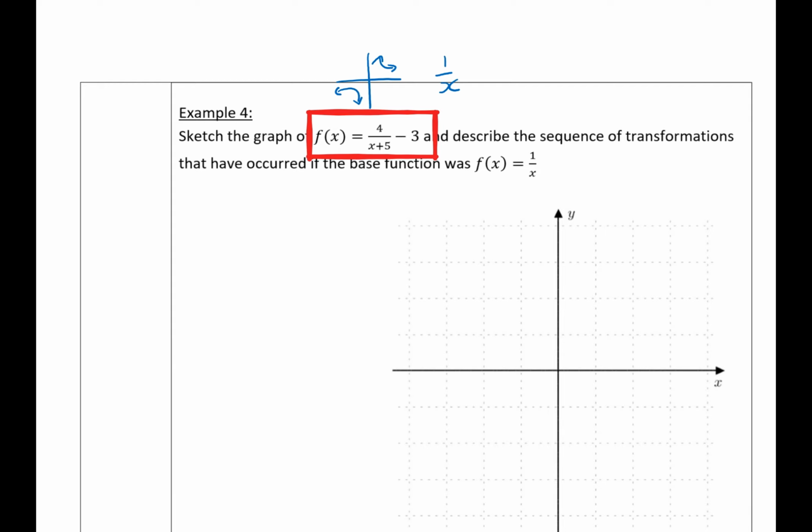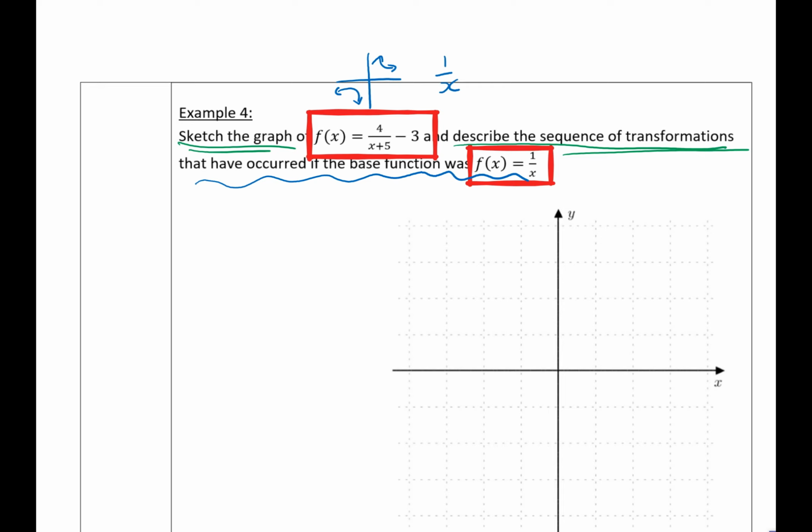And in fact, if I didn't know that, this question even tells me that the base function or the pre-image was 1 on x. So all I'm going to do is then think, well, has it been squashed? Has it been moved? Once I've done all that, it's asked me to describe the sequence of transformations. So not only has it said sketch the graph, but also describe the sequence of transformations that have occurred from the base function 1 on x.